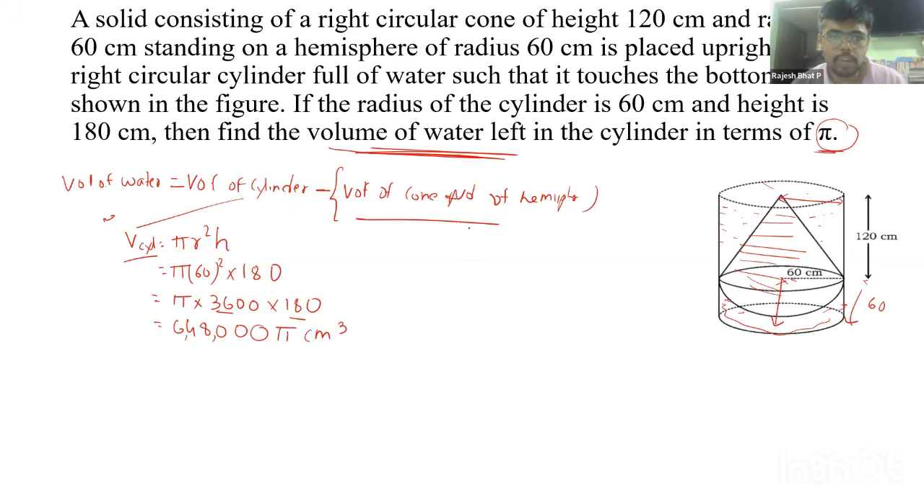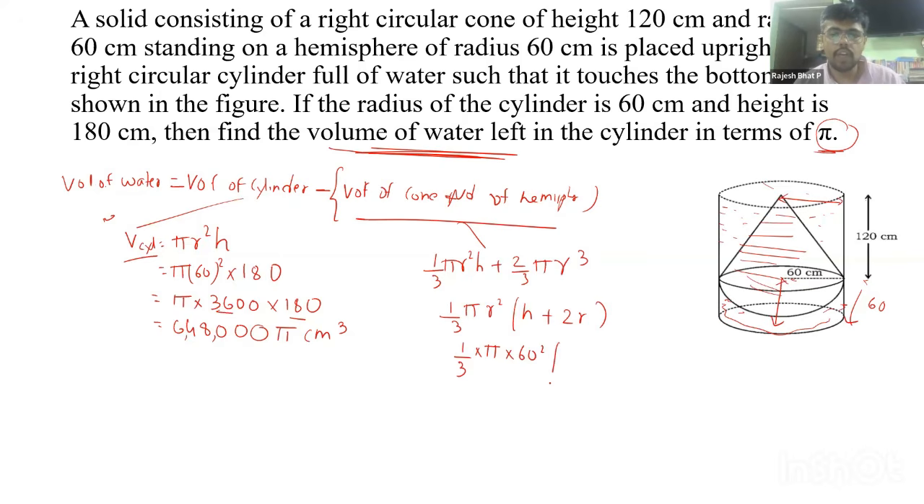Now this full, you do separately here. What is volume of cone plus hemisphere? This you can do like common, you can take and do. 1/3 pi r square h plus 2/3 pi r cube. So you can take 1/3 pi r square common, h plus 2r. So 1/3. What is pi? Pi keep as it is. What is radius? This also is 60 square. What is height? I want height of the cone only. Height of the cone. It is 120.